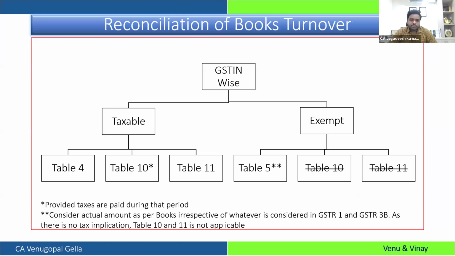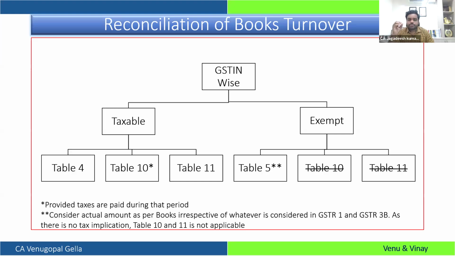Yes. So coming to the reconciliation of books turnover, as we discussed in the previous slides, my taxable turnover means table 4 plus 10 minus 11. Whereas coming to the exempted turnover, table 10 and table 11 are not applicable. Let's say I forgot to report my exempted turnover in 23-24, can I disclose it in table 10 and table 11?